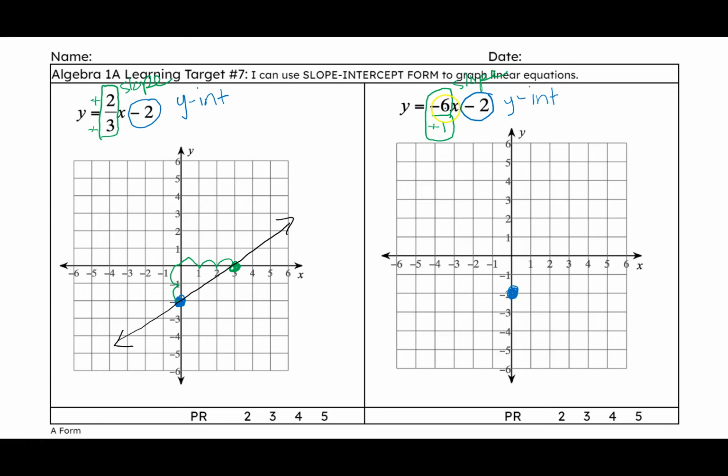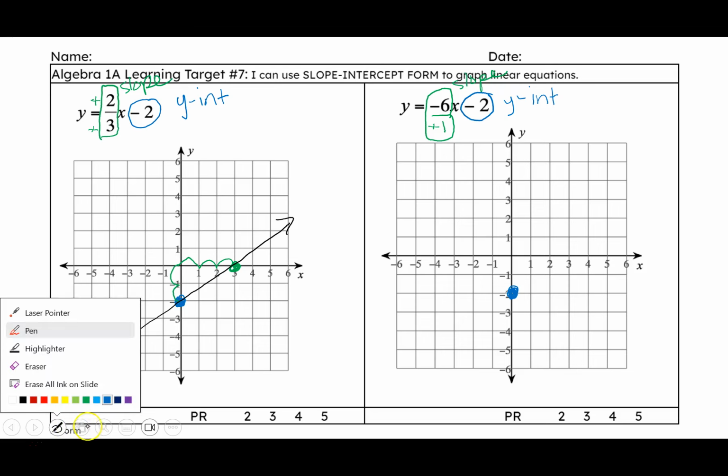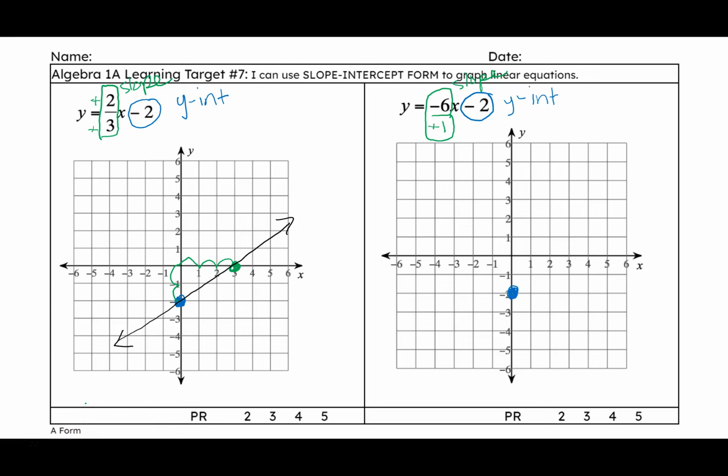Now to get to the next point, I'm going to go down 6 and over 1. Down 6 and to the right 1. So let's give that a try. All right, down 6. 1, 2, 3, 4. Uh-oh, I run out of space. I mean, I know this coordinate plane keeps going on down forever here. Look at that arrow, but I don't know how to do that off the grid.